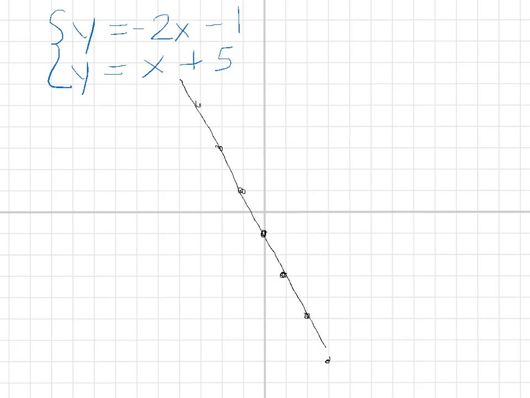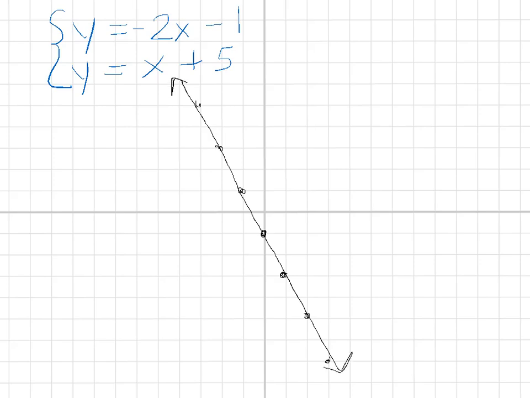Alright, final example we're going to look at is y equals negative 2x minus 1 and y equals x plus 5. So let's start with negative 1. My slope is negative 2, so we're going to go down 2 over 1, down 2 over 1, down 2 over 1. And draw that line in.